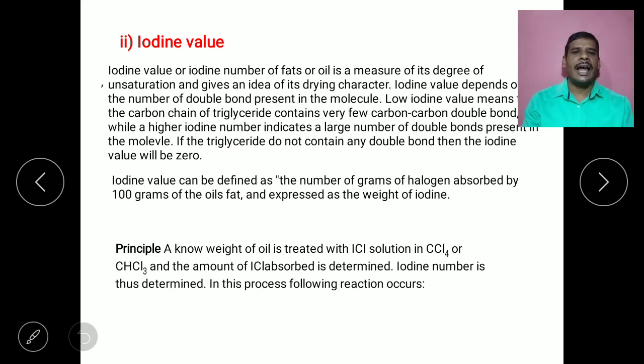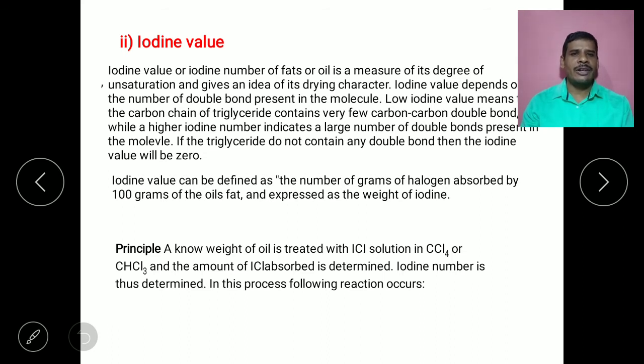See the actual definition of the iodine value. Iodine value can be defined as the number of grams of iodine absorbed by 100 grams of oil or fat. In the case of the saponification value, it is the milligrams of KOH, but in the case of the iodine value, it is the grams of halogen absorbed by 100 grams of the oil or fat that determines the iodine value.